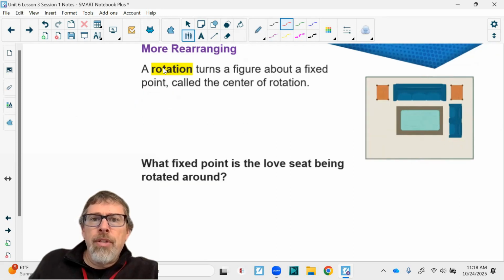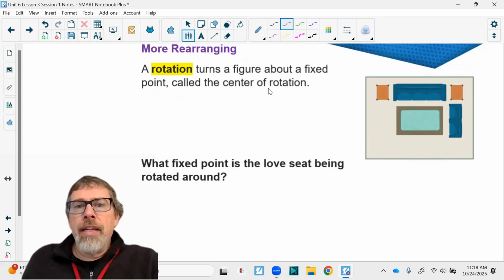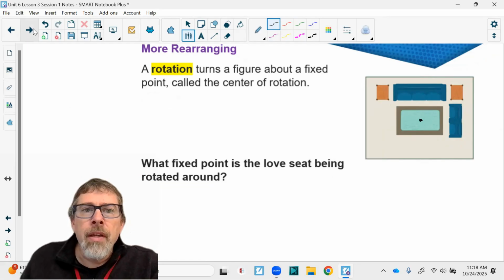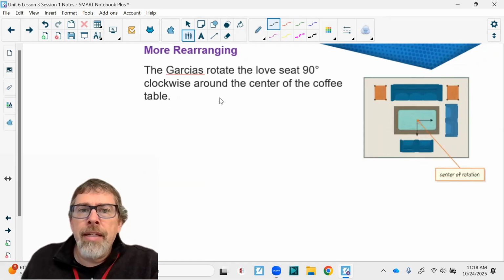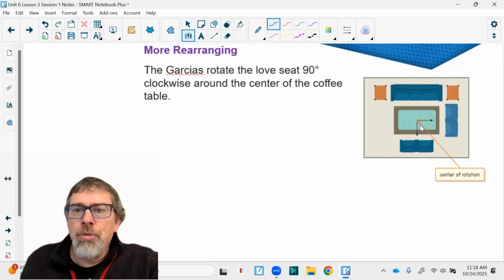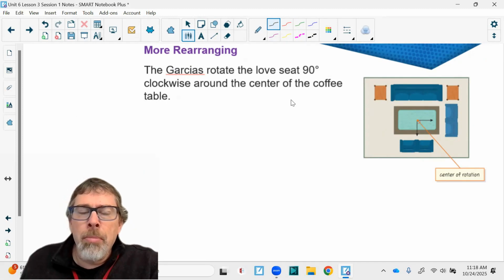So a rotation turns a figure about a fixed point called the center of rotation. What fixed point is the love seat being rotated around? Well, they told us to do it from the center of this coffee table. The Garcias rotate the love seat 90 degrees clockwise. There's the center of rotation, and now they're showing a better description, that is 90 degrees, and we're going in this direction. They did, however, make it closer. When I showed you where it rotated, it really would have been back here further, but they scooted it up so it's not in the wall.